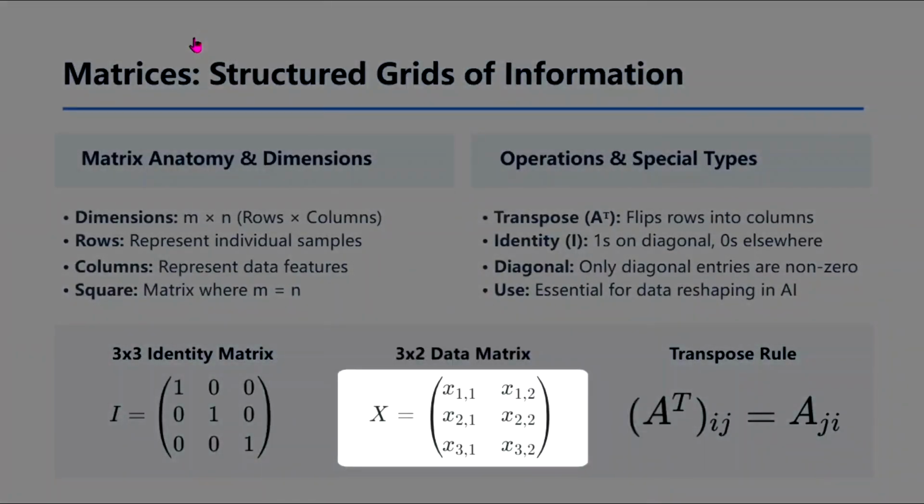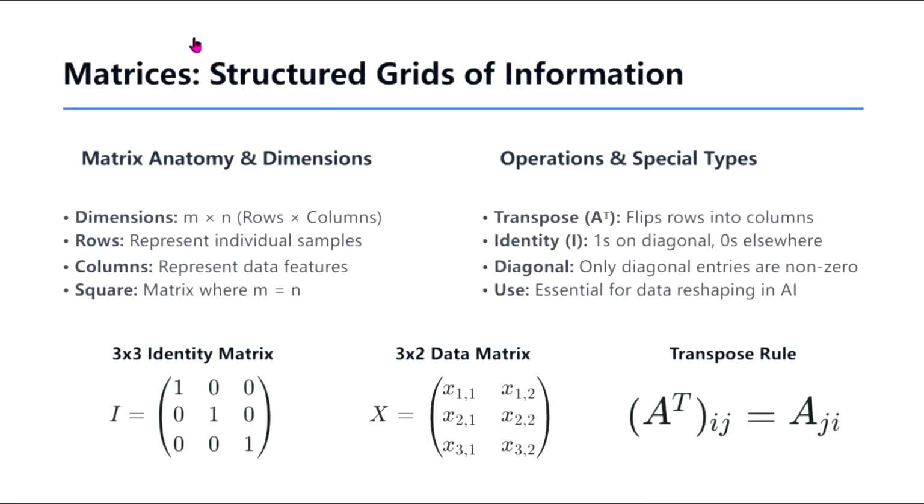Compare that to a typical 3x2 data matrix shown here. This could represent 3 different images, each with 2 pixel values, or 3 students with 2 test scores. The matrix structure keeps this data organized for computation.